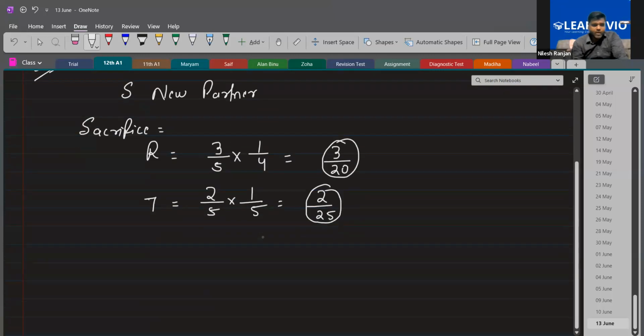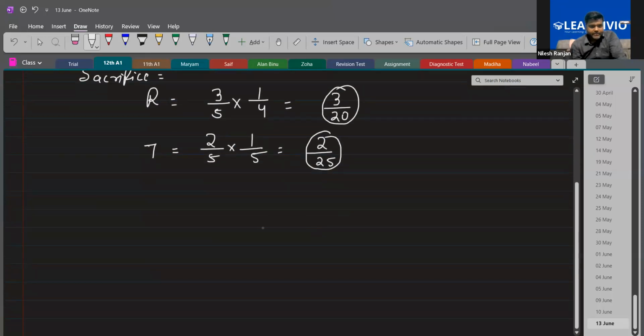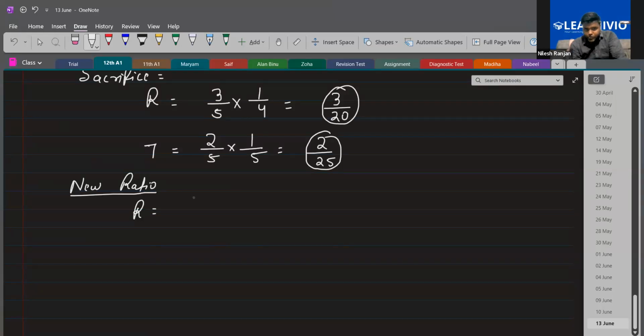Okay. So after we have calculated sacrifice, what is the next step? New ratio. The sacrifice of R will be deducted from his share, 3/5 minus 3/20. The sacrifice of T will be deducted from his share, 2/5 minus 2/25.